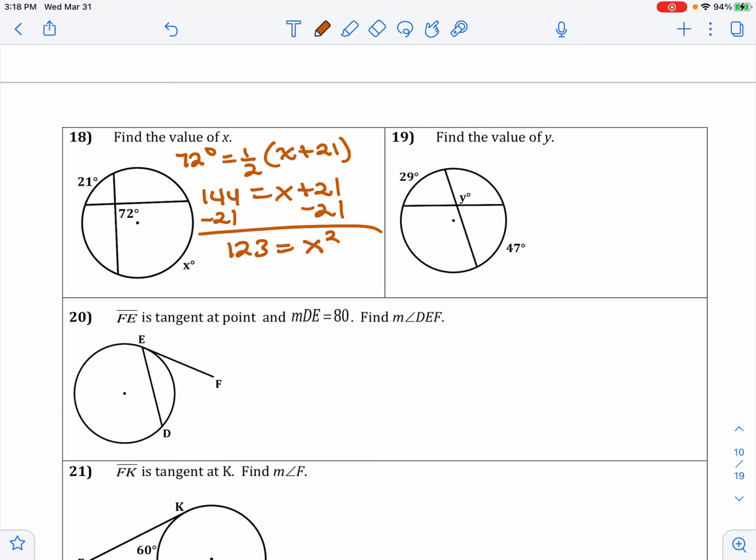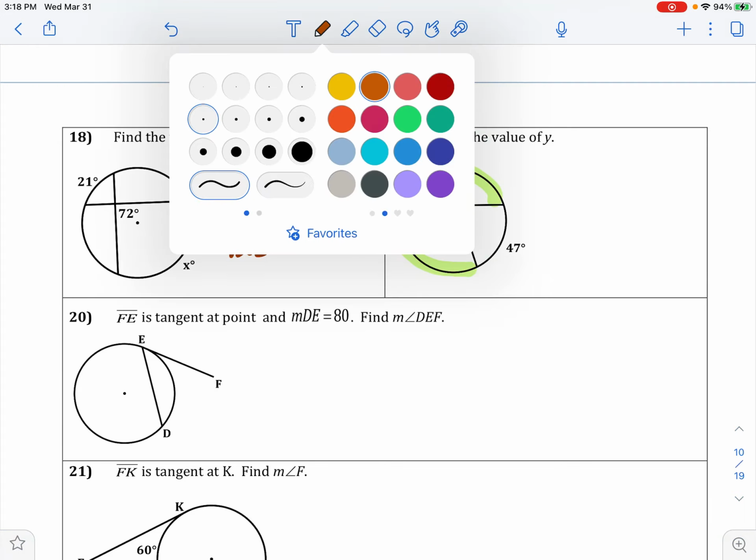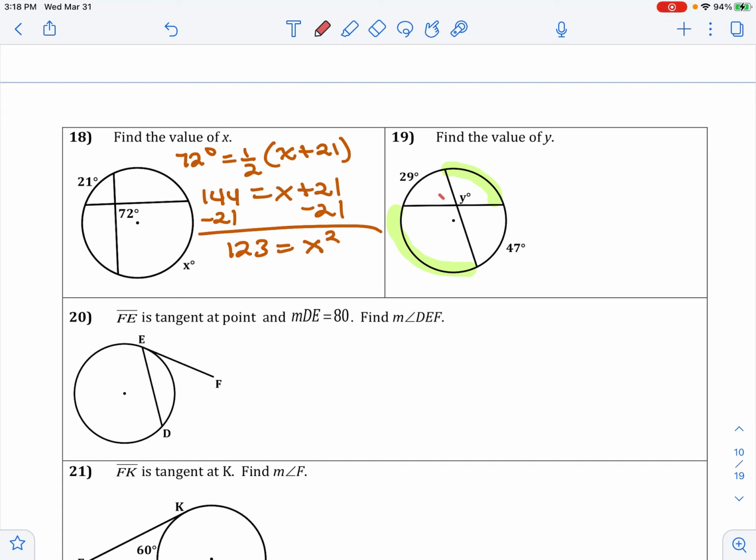Now number 19 is a little bit of a variation of that problem. They're looking for y, and y actually doesn't have any arcs associated with it. If you look at y, we don't really know these two. So I don't think we're going to start there. Let's adjust the problem a little bit, and let's say we want to find x. And then we can use it to help us get y.